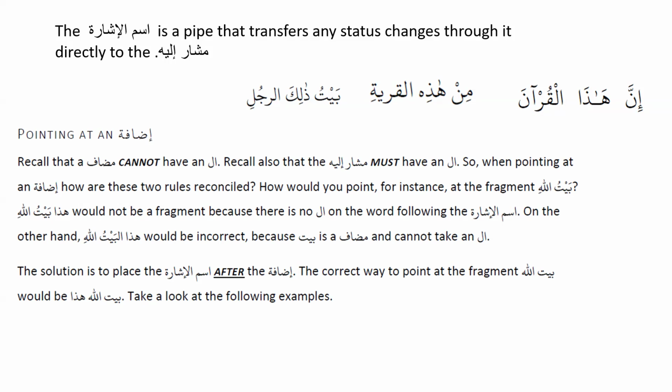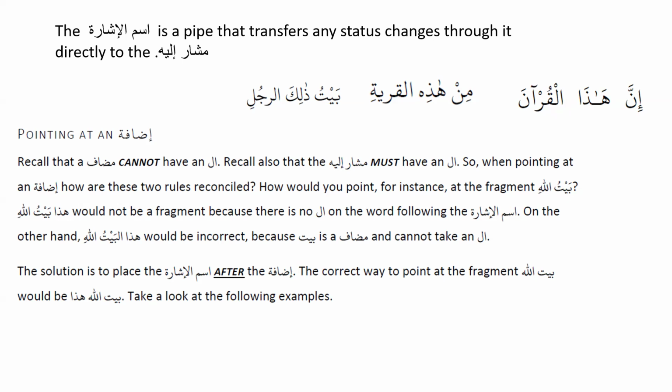Why? Because after haza, if I want to say this house of Allah, I don't say this is a house of Allah, I say this house of Allah. So I have to have an al after haza. So if I say haza al-baytullah, but then I know the word bait is a mudaf, and mudaf cannot have alif lam. So we have a problem there.